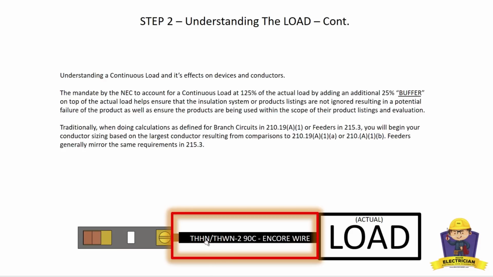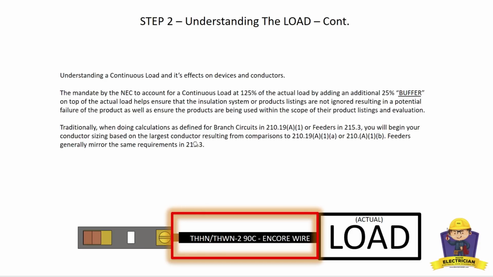In our example here, we've got a THHN/THWN-2. Now, traditionally, when we do calculations, as defined for branch circuits in 210.19(A)(1), or if you're dealing with feeders in 215.2, and of course 210.3 is overcurrent, you will begin conductor sizing based on the largest conductor resulting from a comparison of 210.19(A)(1)(a) or 210.19(A)(1)(b). I don't have the 19 here, but you get the picture. And again, if it's feeders, you generally mirror the same requirements in 215.2.